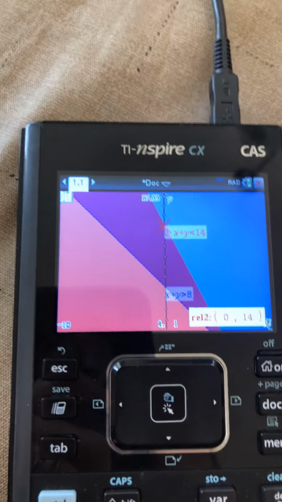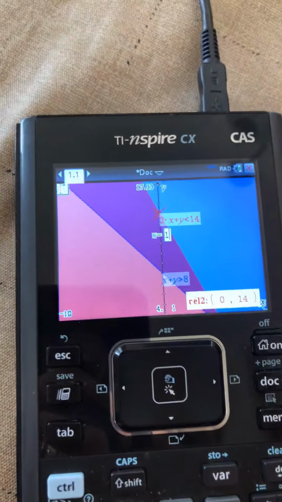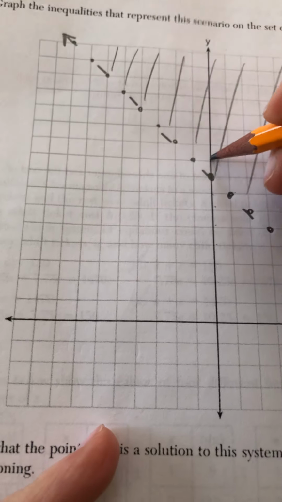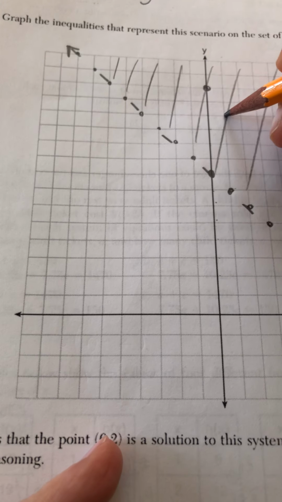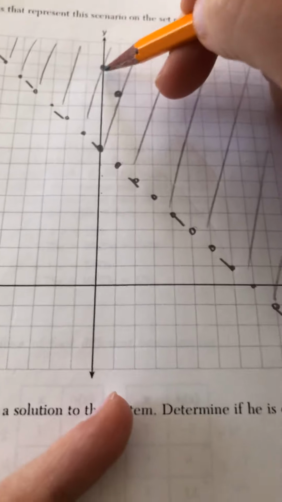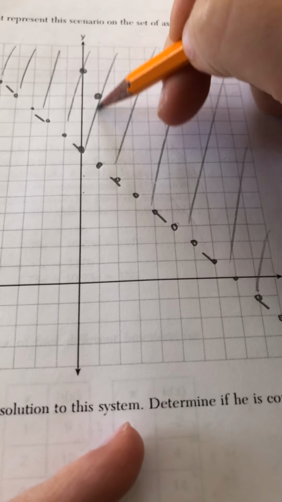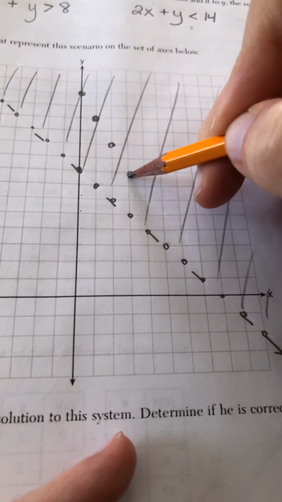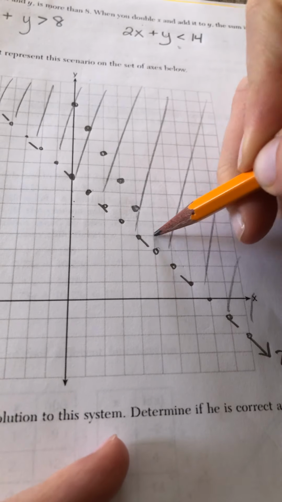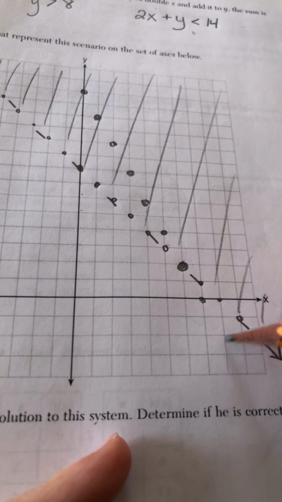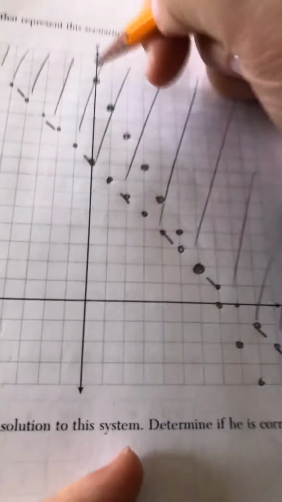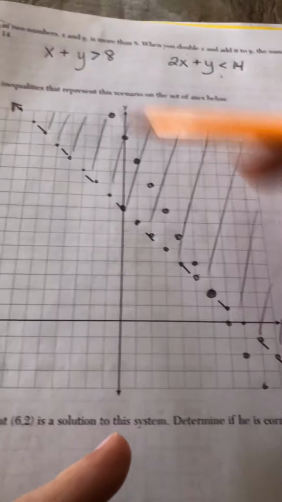So I just need to have at least 2 points, 0, 14, 1, 12. So that was 8, right? 9, 10, 11, 12, 13, 14. 1, 12. So there's my slope. It's going to go down 2 over 1. So I'm just going to go down, over. Boom, there's my intersection. Okay, there are all of the points that I need.